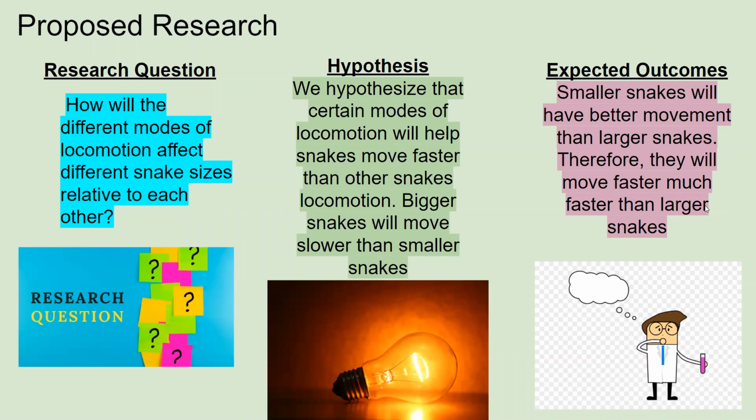So we asked ourselves, how would different modes of locomotion affect the snake's size and how they move? So we formed a hypothesis that a certain mode of locomotion will help the snake move faster than the other snake locomotion, and also that size is a big factor. Bigger snakes are more likely to move slower compared to smaller snakes. For our expected outcome, we expect smaller snakes to move better and have better movement than larger snakes, but at the same time they will also move faster than larger snakes.